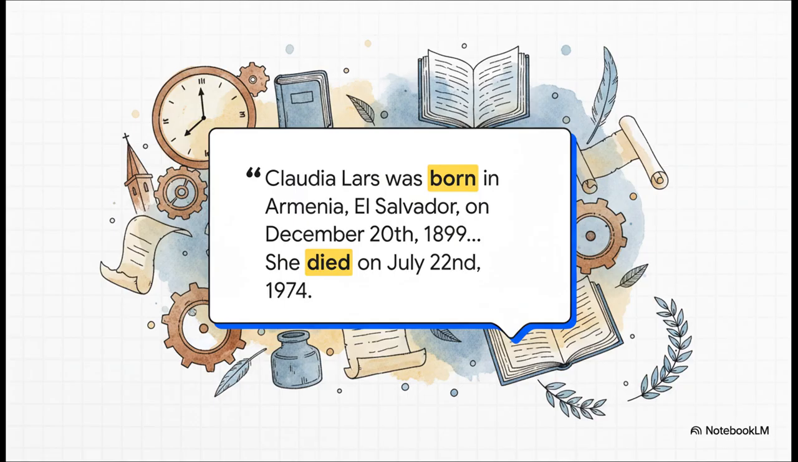And here's what it looks like when it all comes together perfectly. This little biography of the poet Claudia Lars has all the key pieces. It gives us the bookends of her life with was born and died, and it pinpoints a specific achievement in between. This kind of structure is the backbone of any good biography.